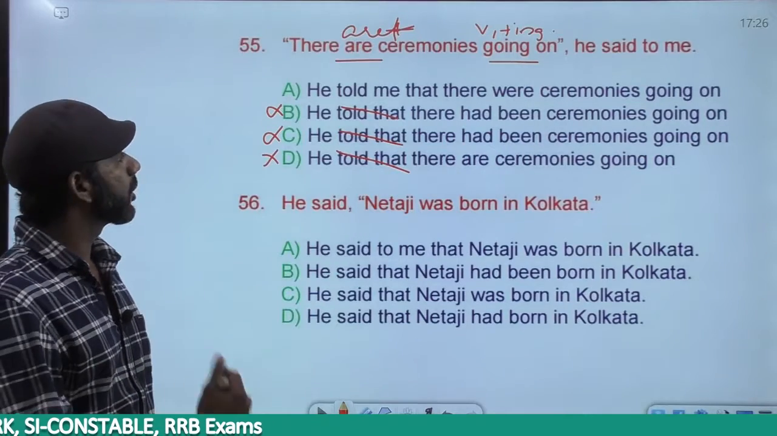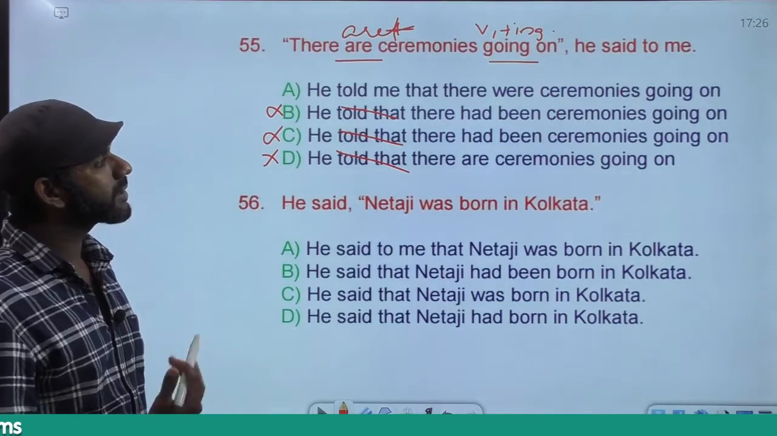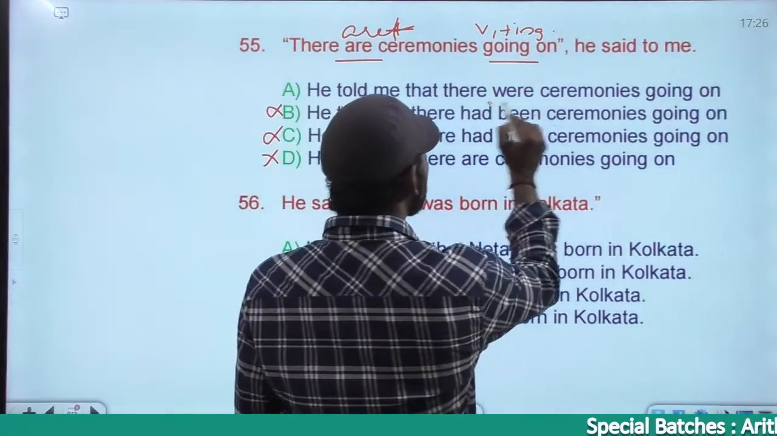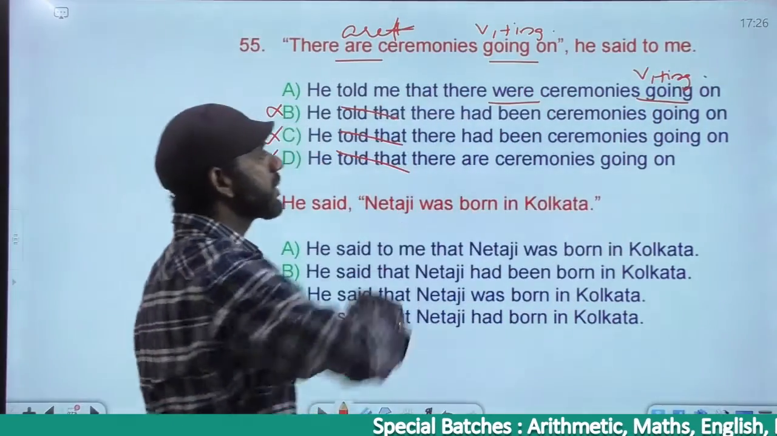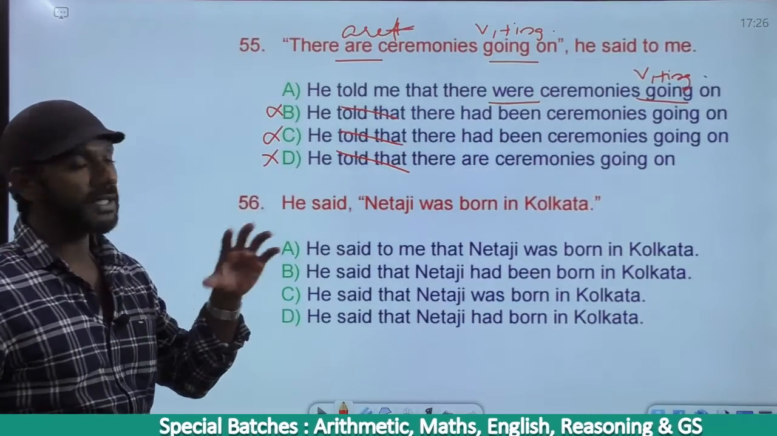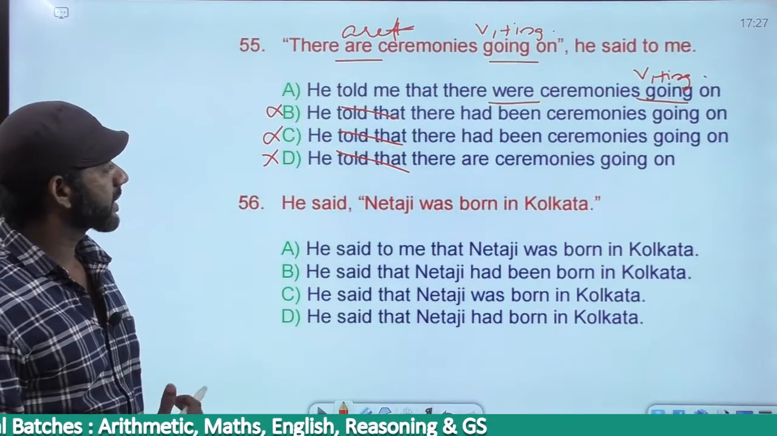Still we'll discuss. Come to option A. We want past continuous. He told me that there were ceremonies going on. There were ceremonies going on is verb plus V1 plus ing, and verb plus V1 plus ing is past continuous. Present continuous became past continuous. Completely fine. Come to the next one.